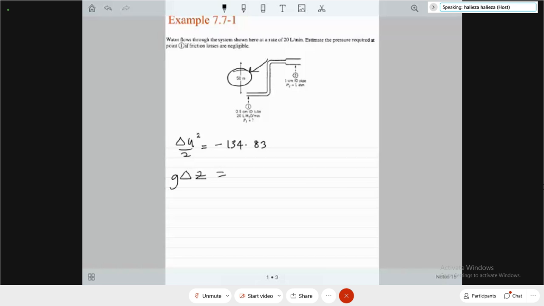Okay, so let's do this. 9.81 times by different in height. Z1 is equals to 0. Z2 is equals to 50. That's 50. They managed to get the answer is 490. Do you get that? Please calculate. 9.81 times by 50. Yeah, 490.5.